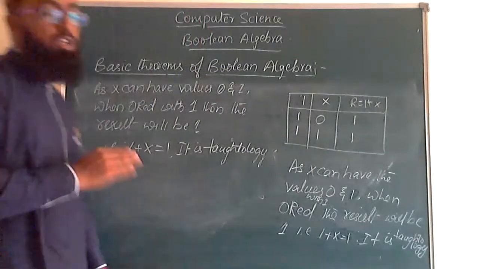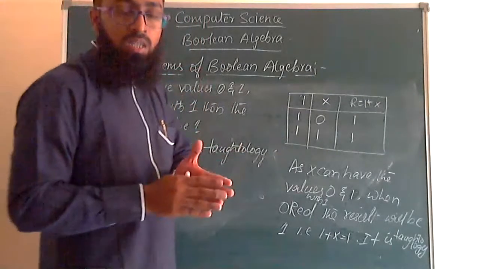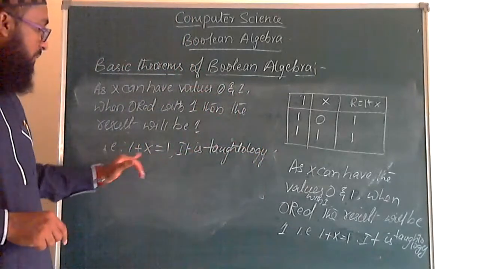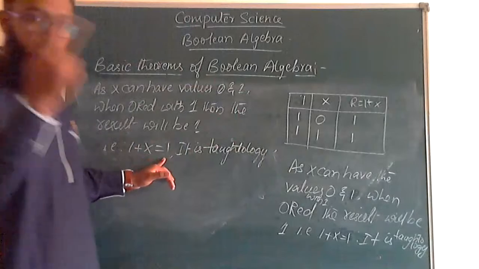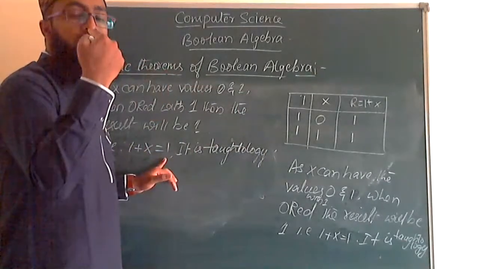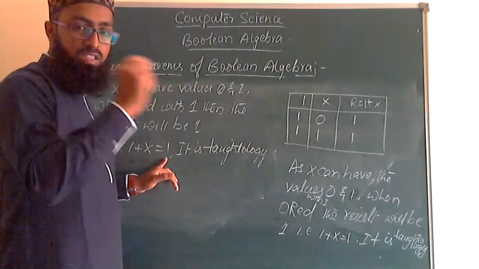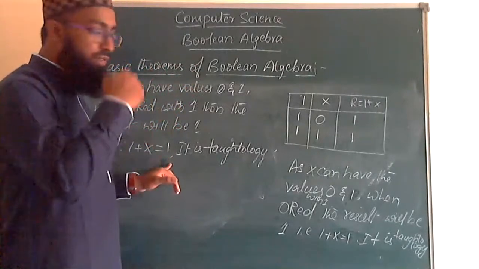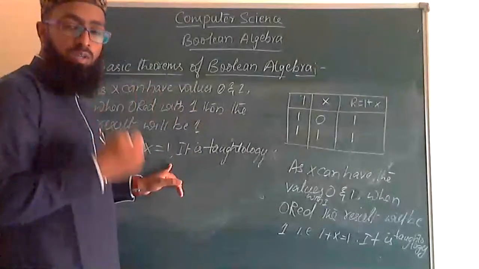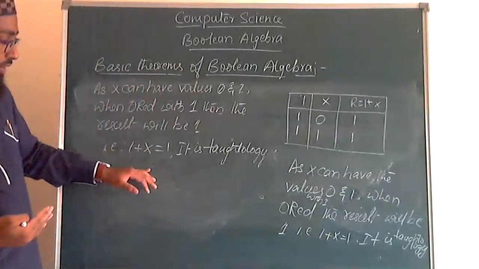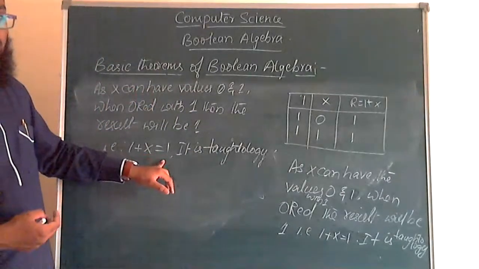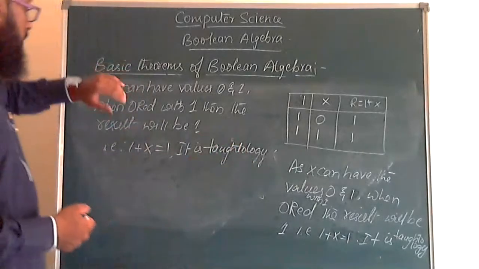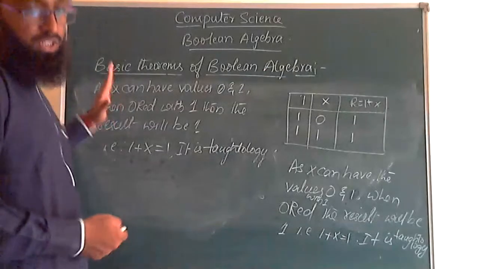Because if the result of an expression is always 1, that expression we can call a tautology. Here 1 plus x gives the result 1. For x equal to 0 we get the value 1, and for x equal to 1 we also get 1. So for all these cases we have got the result as 1, so it is called a tautology. This is about the first expression.